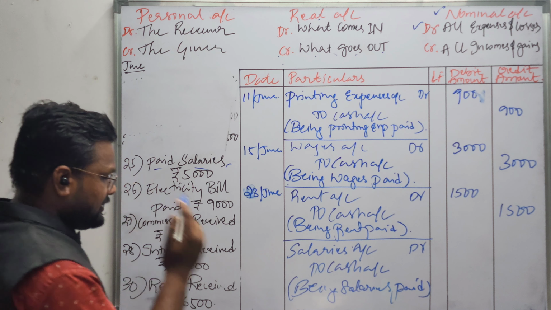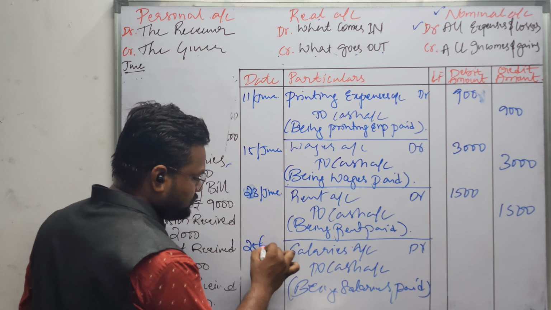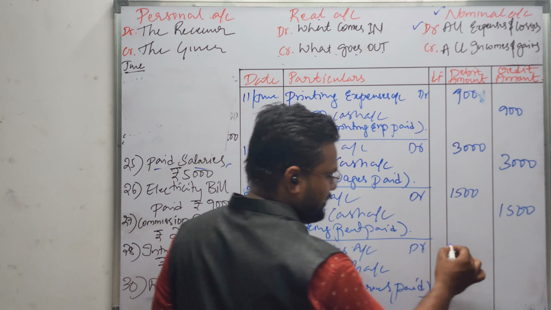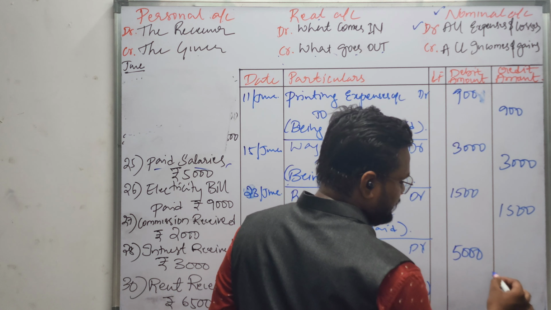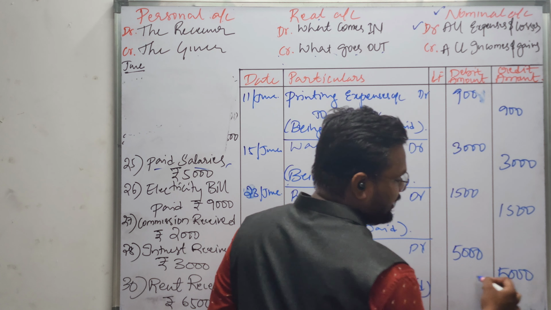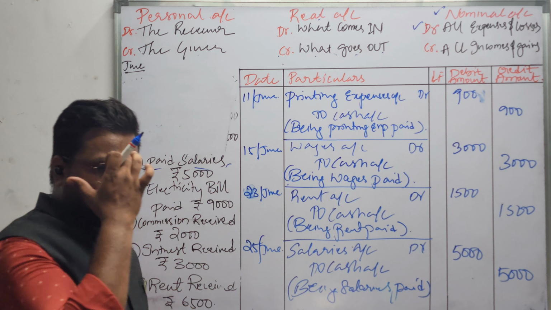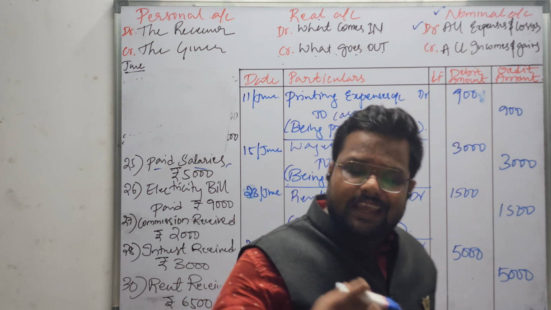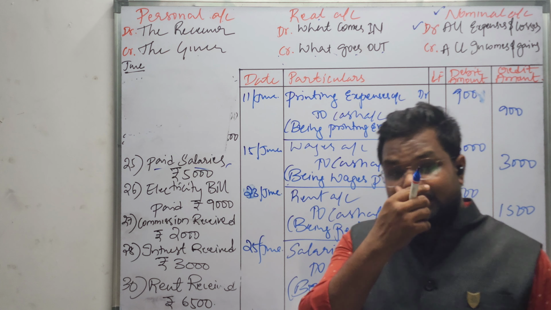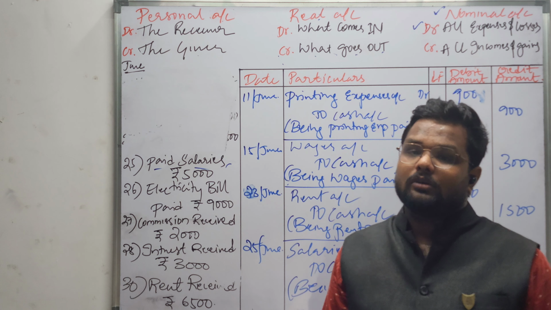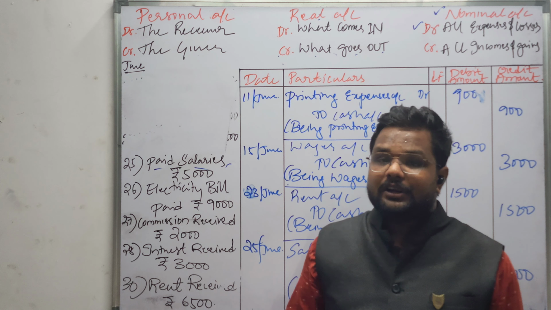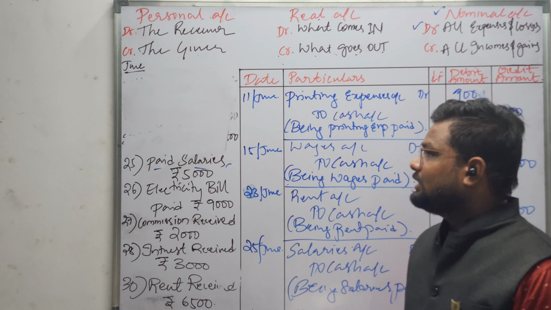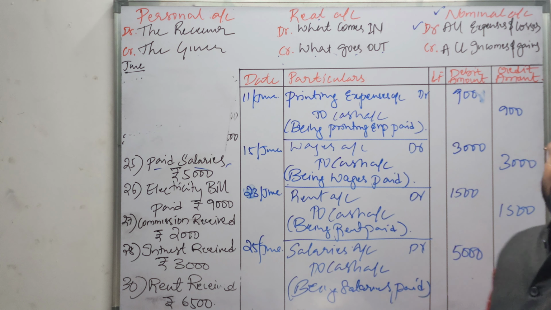So what's the date actually? 25th of June. What is the amount? 5,000 rupees is the amount for salaries. So 5,000 in debit column, 5,000 in credit column. So this is how you need to record the expenditures in the books of accounts. The first book of account, the book of primary entry, that is journal. Journal entries book.